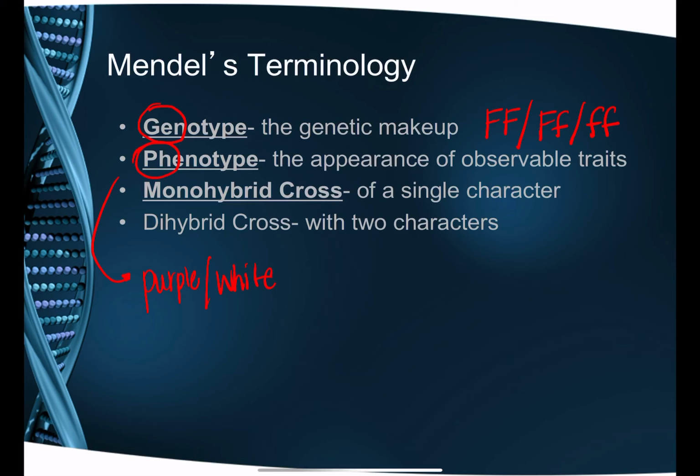A monohybrid cross, or a single factor cross as I called it a moment ago, is one character. And then a dihybrid cross is two characters, or sometimes this is called a two-factor cross. We're going to look at some of those in just a minute, but that would be like looking to see if a plant could be purple and tall. Okay, Mendel studied lots of different characteristics. He studied the shape of the pod, the height, the color of the flower. I can't remember all of them right now, but I think there's about seven characteristics that he studied. And so dihybrid crosses or two-factor crosses would be looking at the likelihood of two of those factors being inherited together. And we'll see some of those in just a moment.